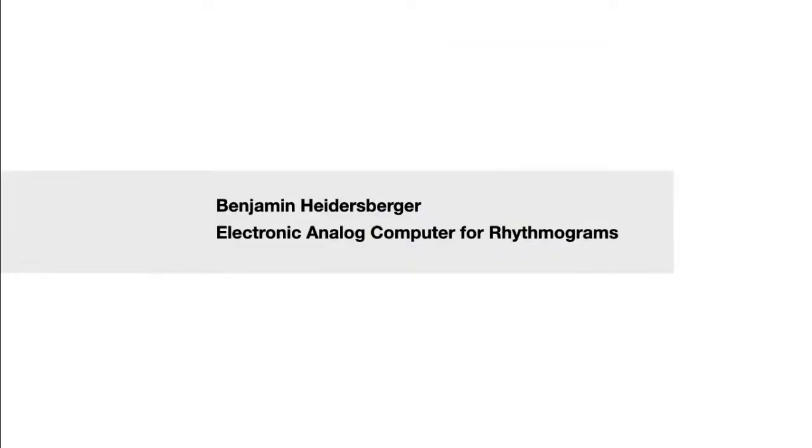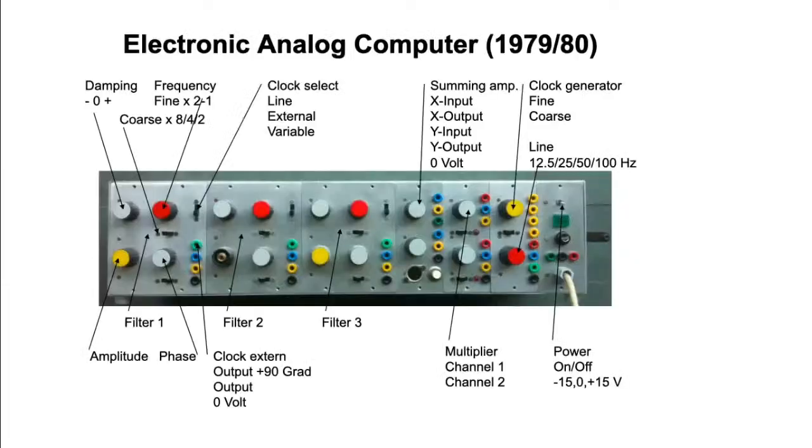When I was about, let's say, 20, a little bit earlier, actually, I thought I'm a little bit more clever than my father, and whatever he did with this huge machine, I can do smaller in electronics. So I developed this analog electronic computer. It consists of three pendula, which are simulated by oscillating filters, which is the three things on the left side. Then you have the summing amplifier, a multiplier, clock generator, and the power supply.